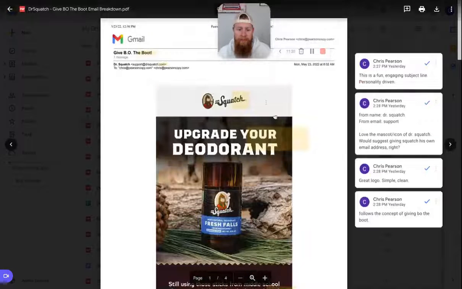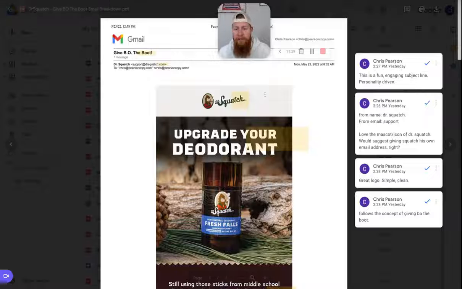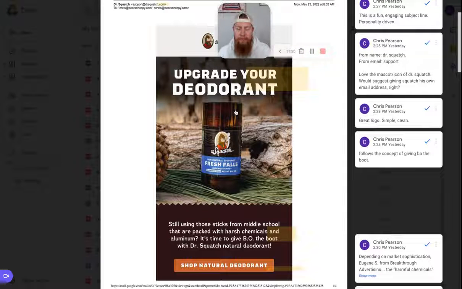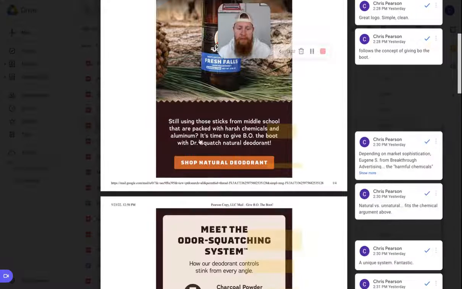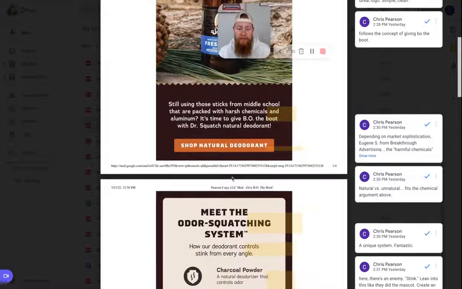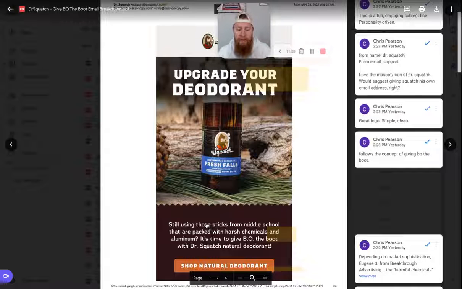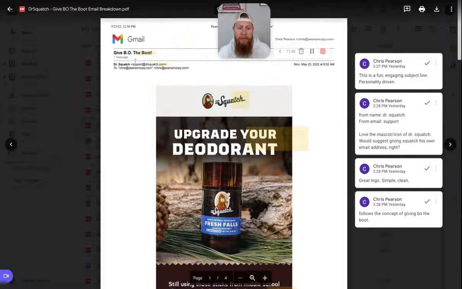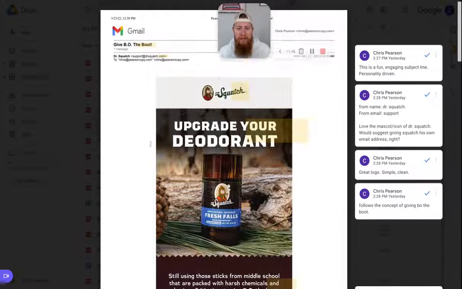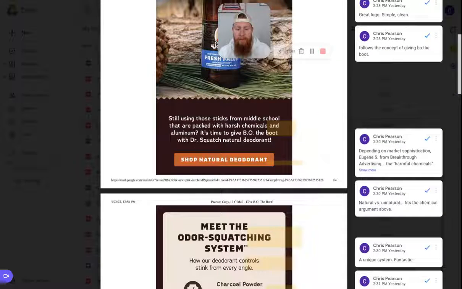So with that being said, that's the breakdown for this email. There are a few things that I mentioned. One, just your messaging and your sales message. I think the sequence here got flipped a little, but I think it still is effective. I don't know if the harsh chemicals and aluminum actually fits this with the odor squatching system. There needs to be a more direct connection between the chemicals and aluminum and the BO. They didn't make a direct connection there of if BO is caused because of those things. So I was kind of like, okay, yeah, that's not really new. That's something I've already known.